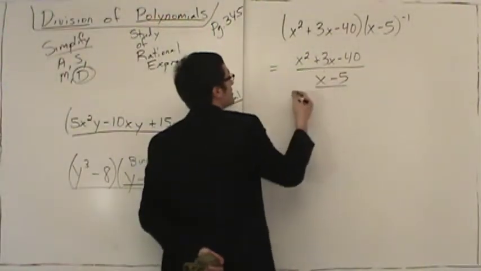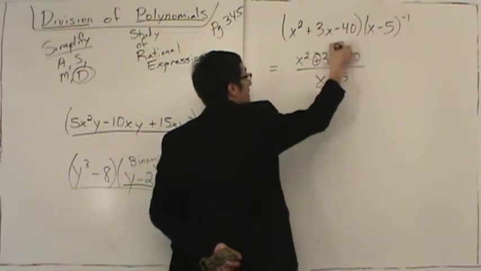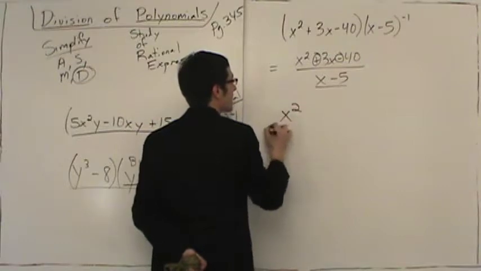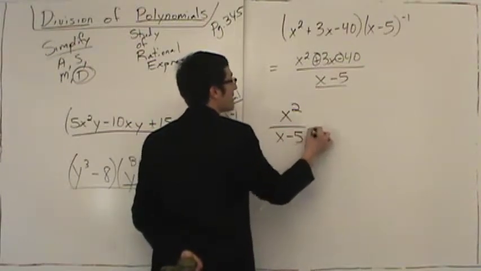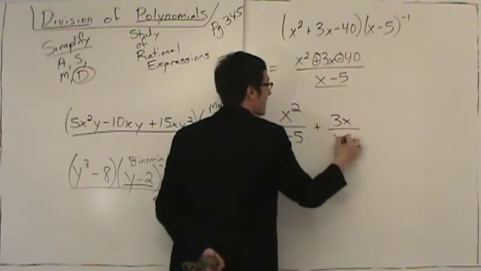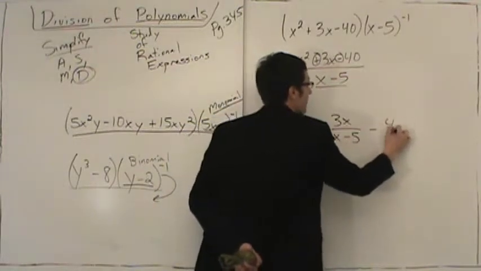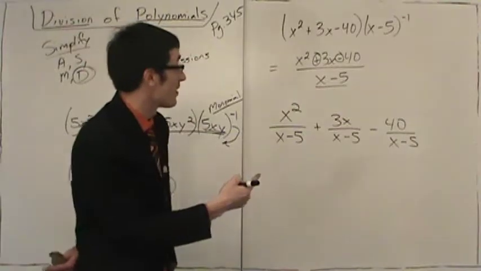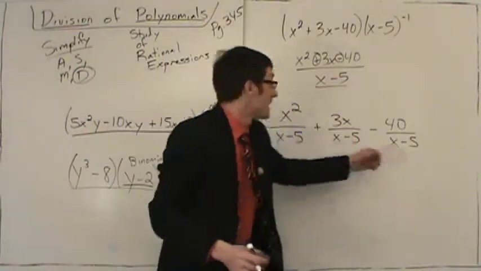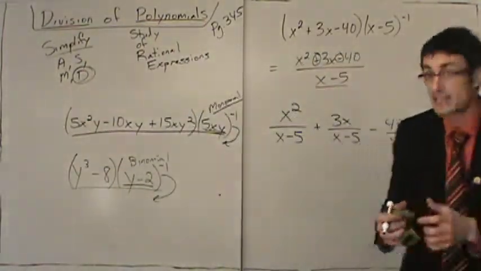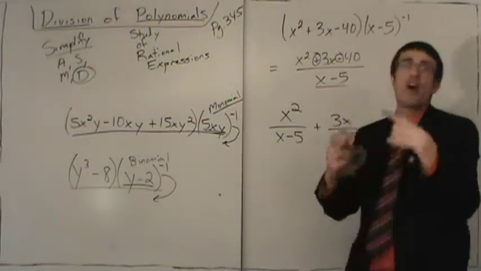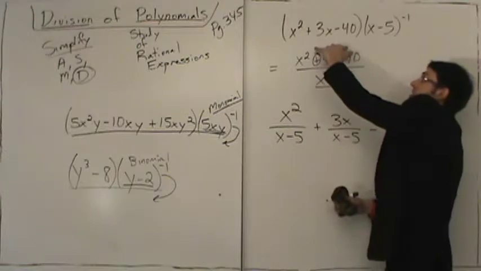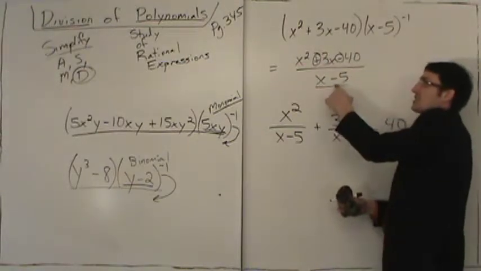Well, let me ask this question. Can we split the addition? Yes, we can split the addition. Look, is this x squared over x minus 5 plus 3x over x minus 5 minus 40 over x minus 5 true or false? This is true. Yes, you can split the addition. You can always split the addition in the numerator, but you cannot split the addition in the denominator.